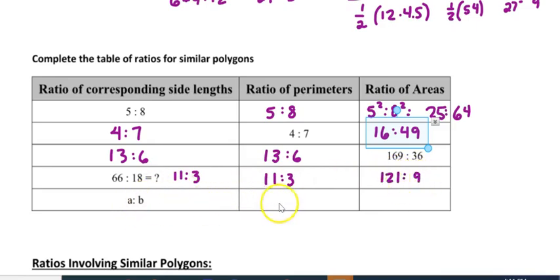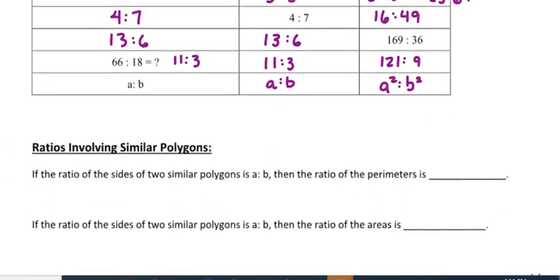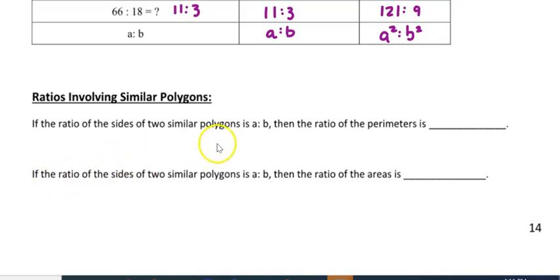So therefore, A to B is going to be the same for the perimeters, and then this will be the formula for the ratio of areas. So therefore, if the ratio of the sides of two similar polygons is A to B, then the ratio of their perimeters will be the same. And if the ratio of the sides of two similar polygons is A to B, then the ratio of the areas is A squared to B squared.